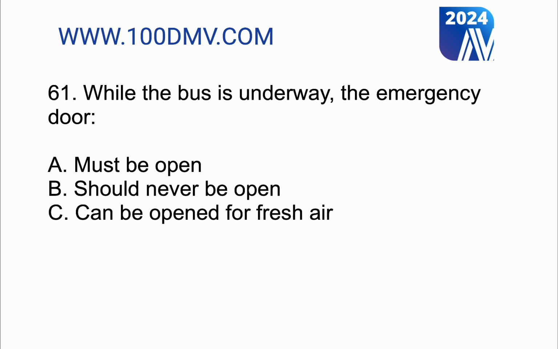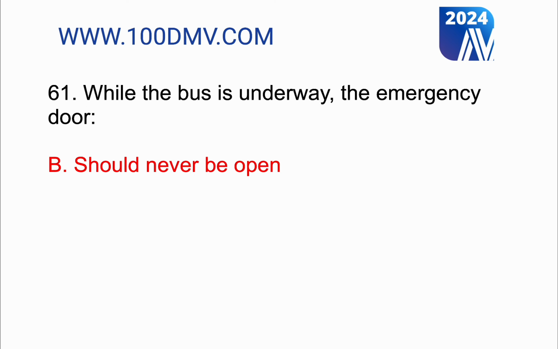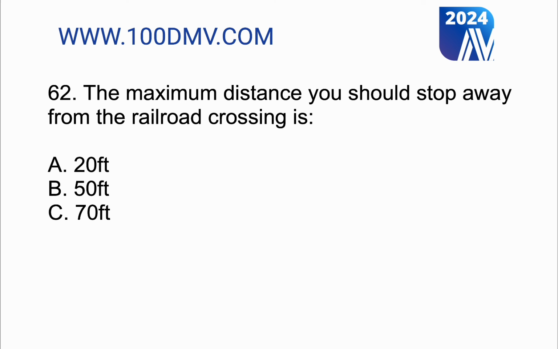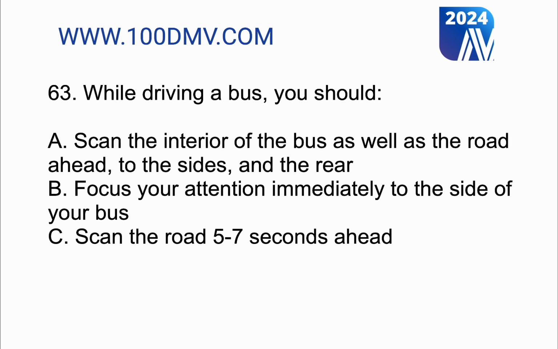61. While the bus is underway, the emergency door A. must be open. B. should never be open. C. can be open for fresh air. The correct answer is B. Should never be open. 62. The maximum distance you should stop away from the railroad crossing is A. 20 feet. B. 50 feet. C. 70 feet. Correct answer: B. 50 feet.